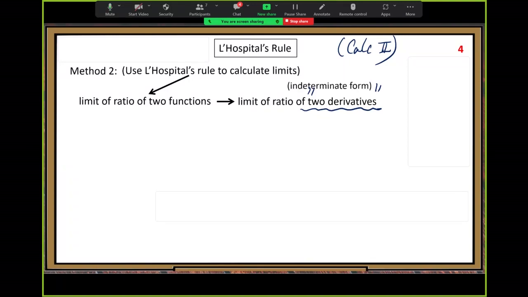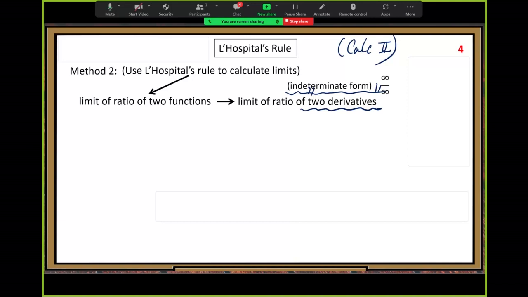But when you apply L'Hopital's rule, there is a condition you need to check before you apply it. You need to see if it is the right situation to apply L'Hopital's rule. That is, the ratio should be an indeterminate form. So what's an indeterminate form?